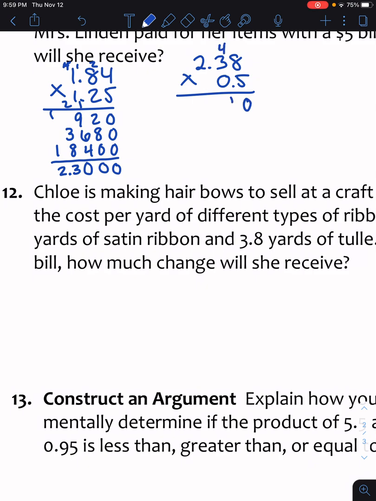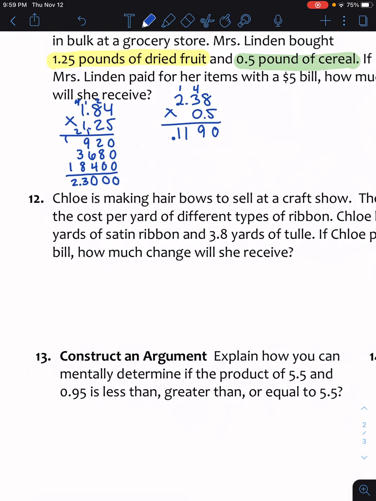Over here, 5 times 8 is 40, carry the 4. 5 times 3 is 15, plus 4 is 19, carry the 1. 5 times 2 is 10, plus 1 is 11. And I've got 3 decimal places, so 1, 2, 3. So now I'm going to do 2.3 plus 0.1190. Nope. That's wrong. 5 times 8 is 40. 5 times 3 is 15, 19. 5 times 2 is 10, plus 1 is 11. 3 decimal places is 1, 2, 3. So it should be 1.19.